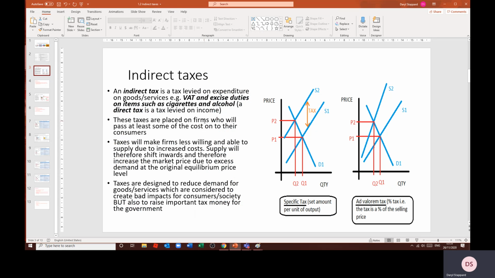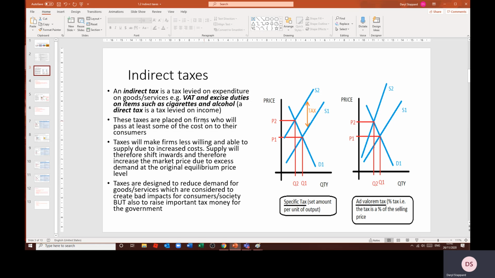So what we're going to be thinking about then is the roles of governments today by thinking about why and how they will place taxes in markets. Right, now, first things first then, what we're going to be looking at here are the impacts of something that we call an indirect tax.